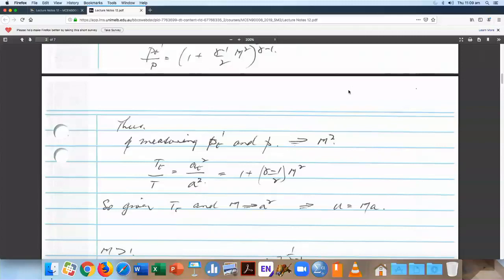So you try to measure the total temperature, and that depends on the Mach number squared. So I can therefore solve this equation for the static temperature.